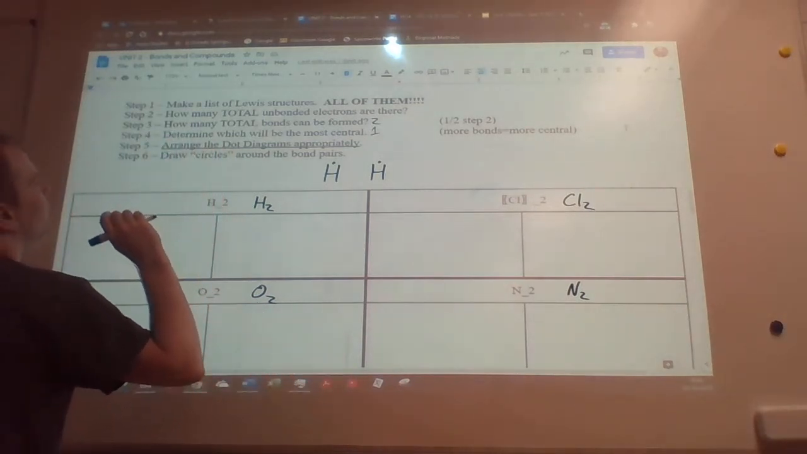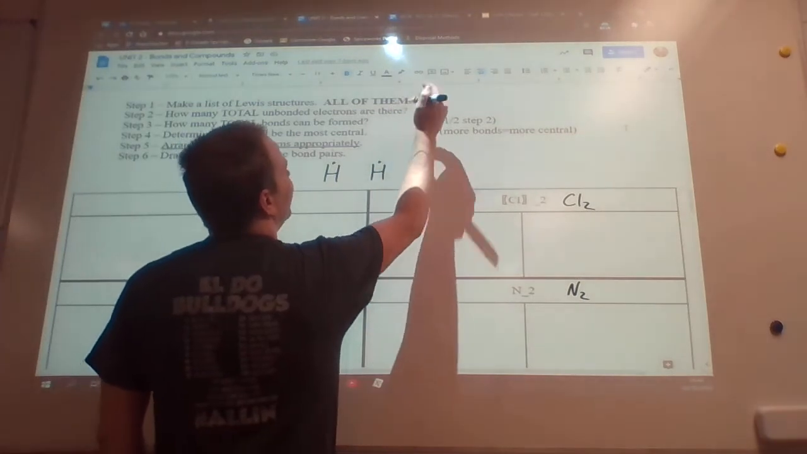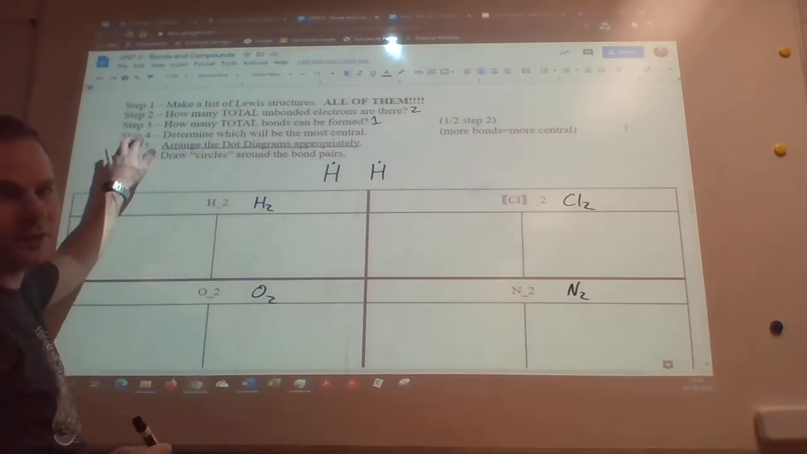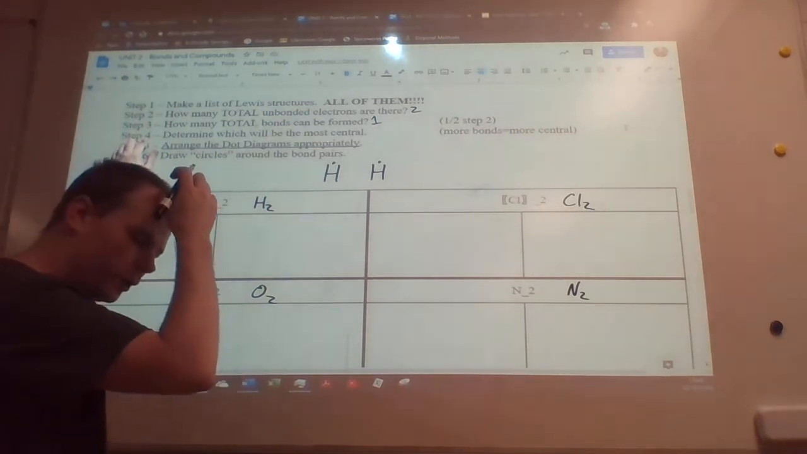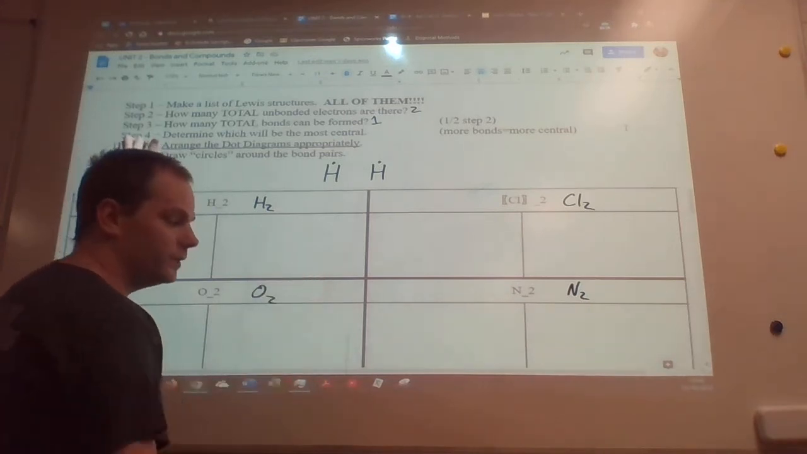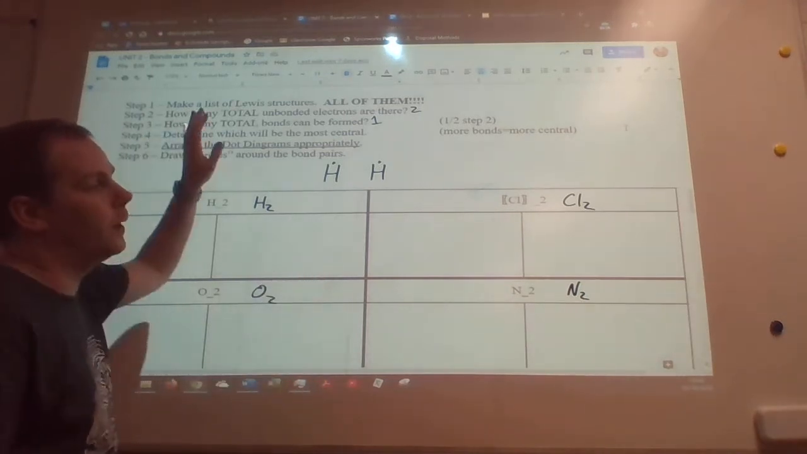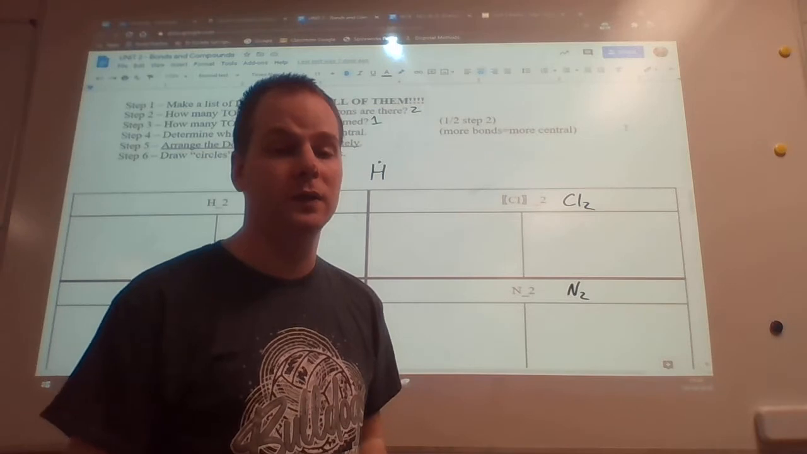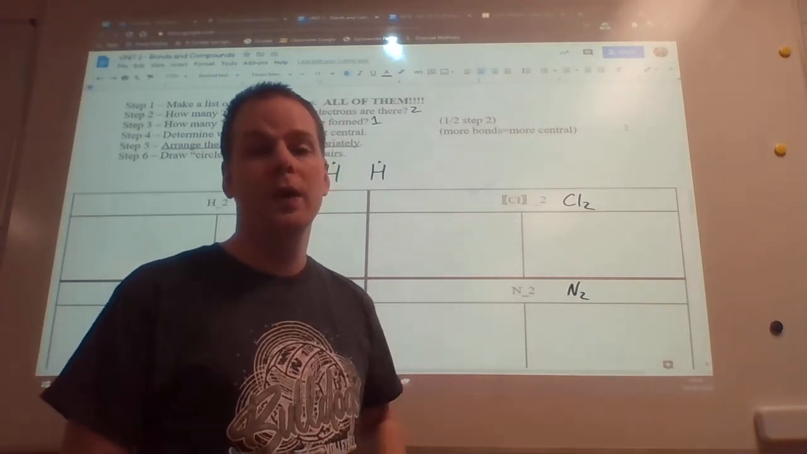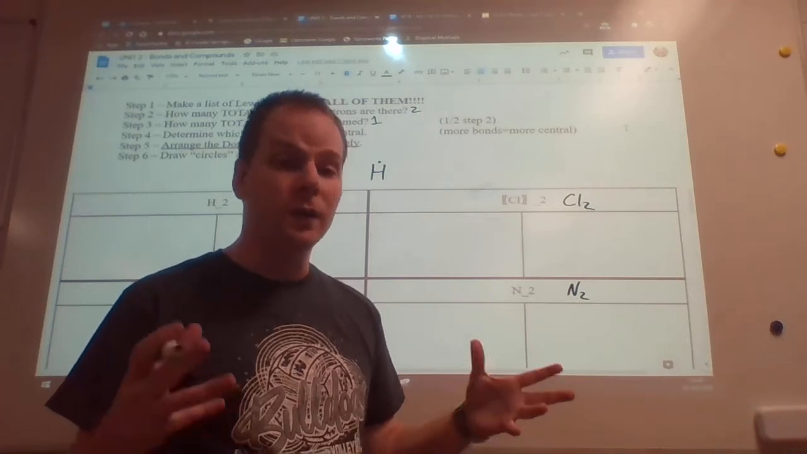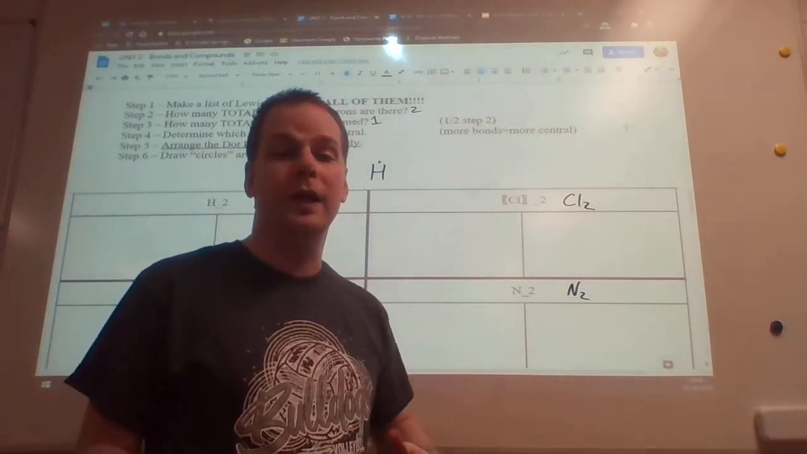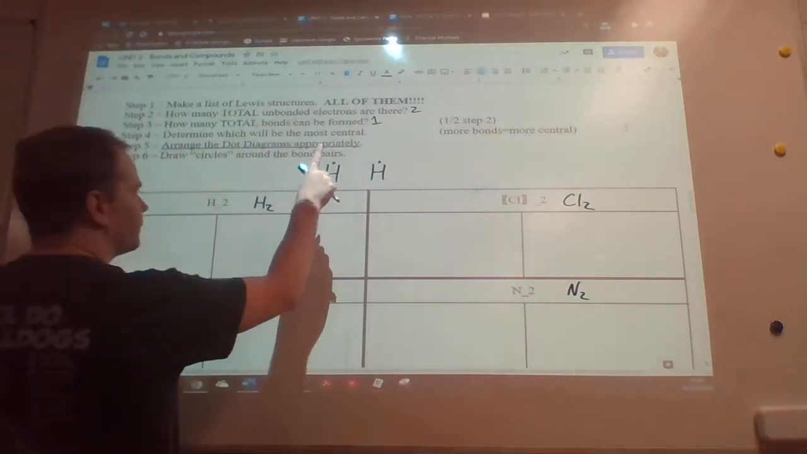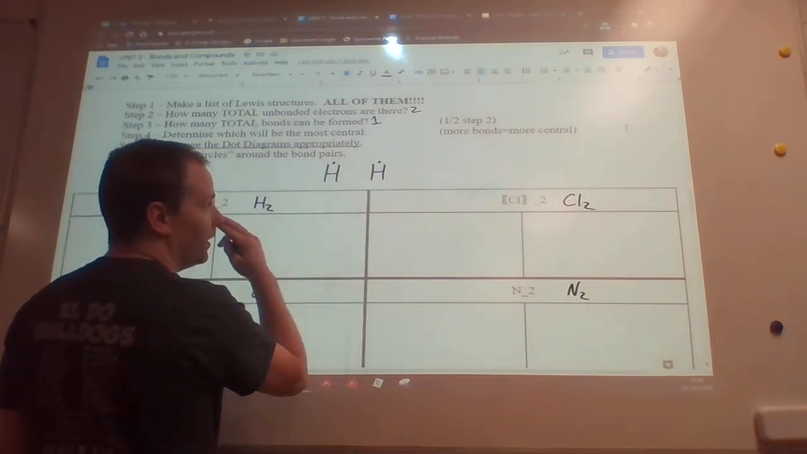Oh wait, I put those on the wrong lines. This is 2, this is 1. Now, step 4 does not apply to these because they are too simple. As I scroll down, this will become more important. But the more bonds an atom can make, the more centrally it's going to be located within a molecule. So carbon atoms can make 4 bonds. They're going to tend to be in the middle of a molecule. Hydrogen atoms can only make 1 bond. They're going to be on the outside. Okay? So, our hydrogen atoms are going to make 1 bond.